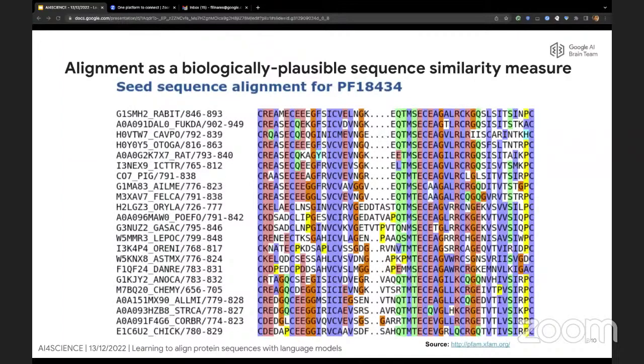And secondly, the alignment itself can be informative, because inspecting which parts of the sequences are similar can give us valuable clues of which parts of the sequences are most likely to be relevant to the biological function. For example, here in the slide, you can see a multiple sequence alignment for a set of real protein sequences. It's a PFAM domain.